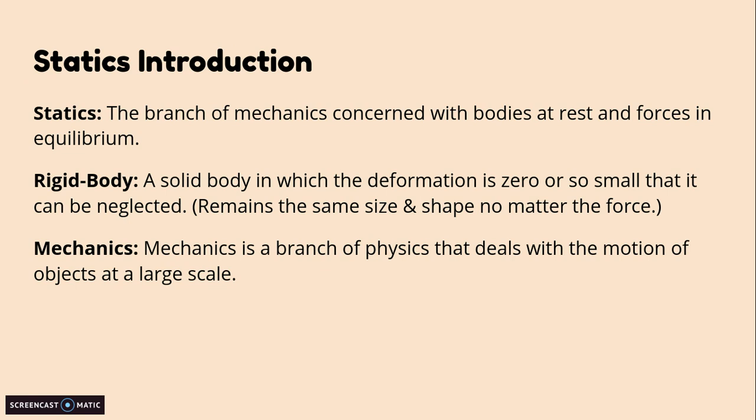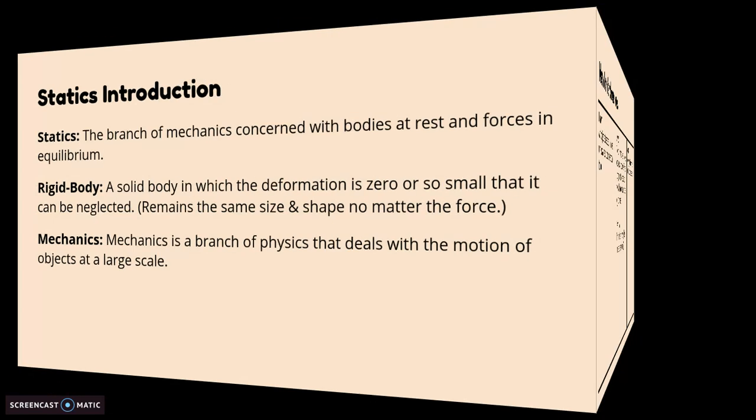And then a rigid body is just a solid body in which the deformation is zero or so small that it can be neglected. Basically, this means that it's going to remain the same size and shape no matter what the force. So you can put on 1 Newton or 1 million Newtons, and it has such a small or non-existent deformation that nothing's going to happen to it. Then mechanics is a branch of physics that deals with the motion of objects at a large scale.